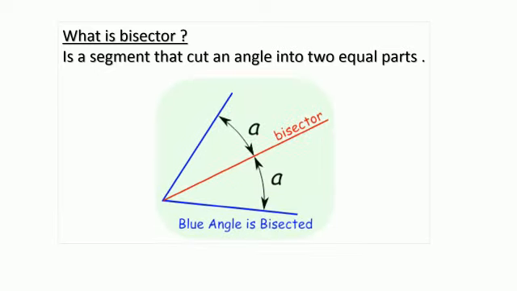We have over here an angle. In the blue is the angle, and the bisector is the line or the segment inside the angle which cuts it into two equal parts. It helps us to cut the angle into two equal parts. In A, and we have another A, so the angle A is equal to the other angle A, which is inside the blue angle.